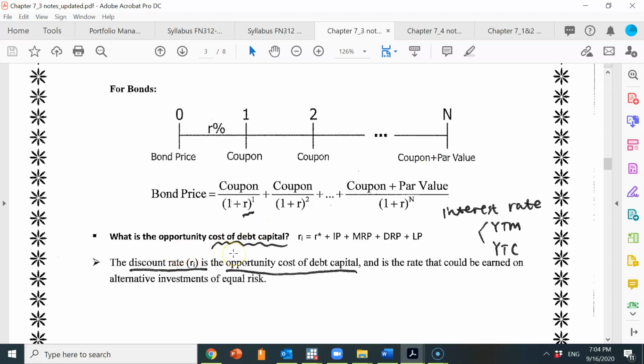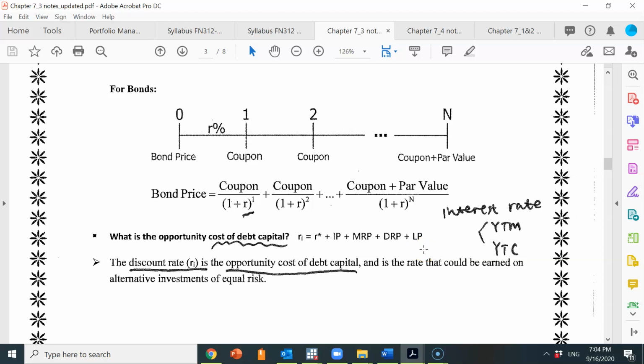What is the opportunity cost of debt capital? Again, this discount rate, this bond interest rate, is called the rate of return for the investors. It is also called the cost of debt for the bond issuer. This is the same thing as what we learned in the last 2 videos, the interest rate for the bond. It can be determined by using R star, the real risk-free rate, plus IP, inflation premium, plus MRP, maturity risk premium, plus DRP, default risk premium, plus LP, liquidity premium.